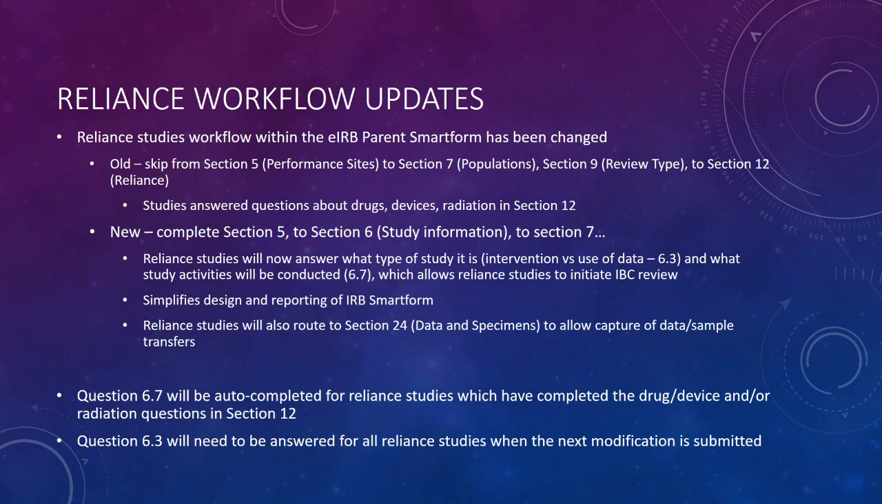So as you're going through and completing a modification, EIRB will note that 6.3 is a required question and that it's not answered. But it's super easy to navigate to question 6.3 and just answer that very quickly.